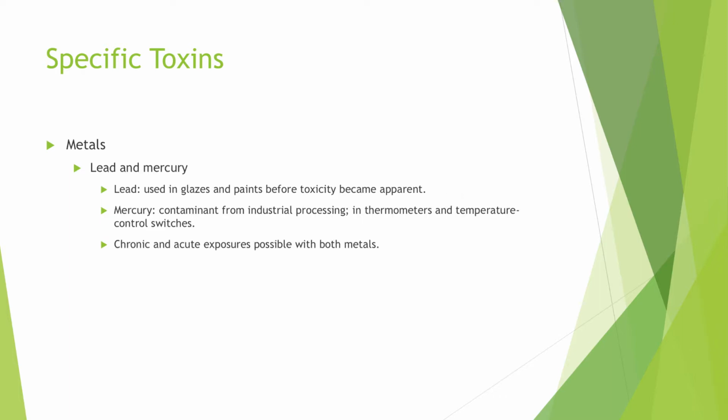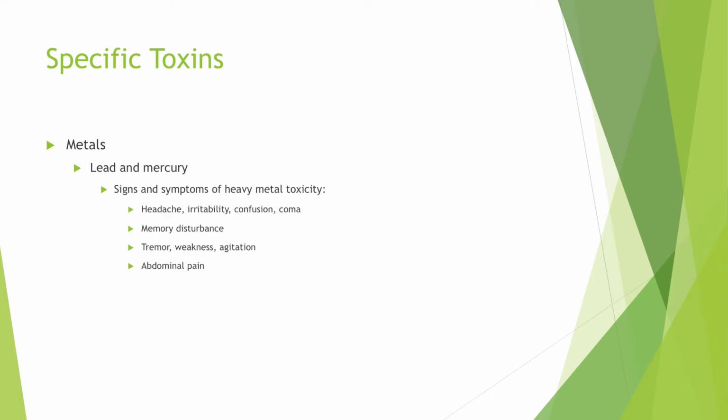With lead and mercury, a lot of that we see in glazes and paints. You get too much exposure to it before you use it. You don't know it's even there before toxicity becomes apparent. Mercury comes from contaminating processes, from industrial processing. Thermometers or temperature control switches have mercury in them. Chronic and acute exposures with both metals, we can have both cases.